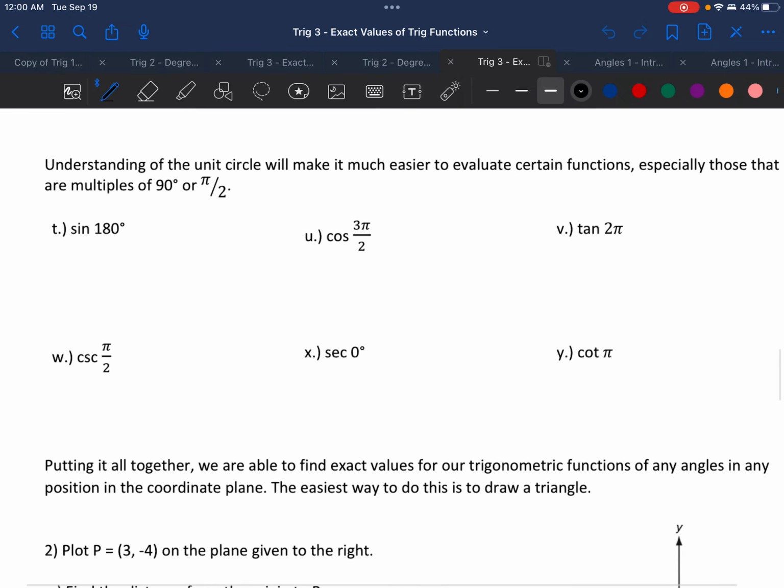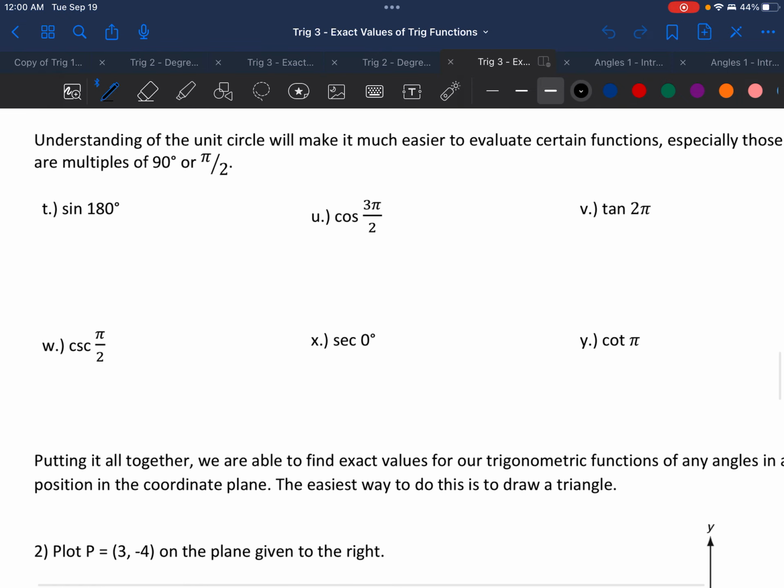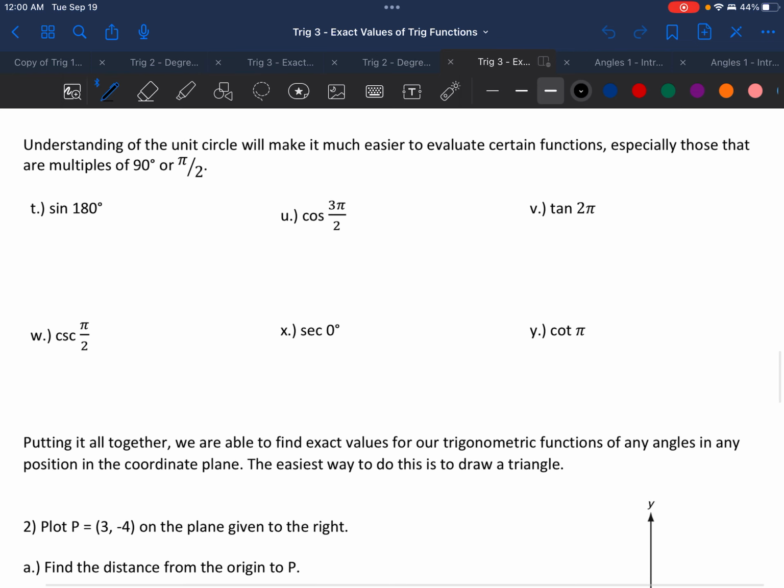But of course, you're not going to have the internet with you when you're asked about these things on a, let's say, short assessment on Thursday and Friday. Pause for effect once again. Understanding of the unit circle will make it much easier to evaluate certain functions, especially those that are multiples of 90 degrees or pi over 2.